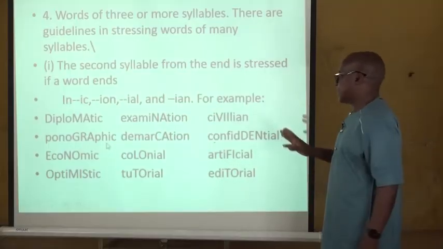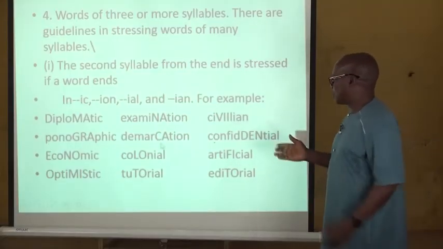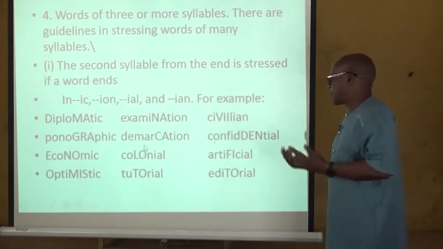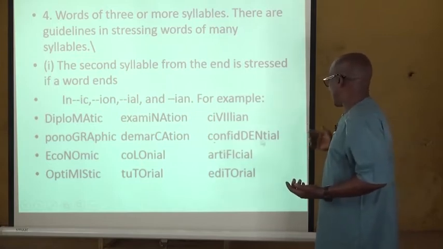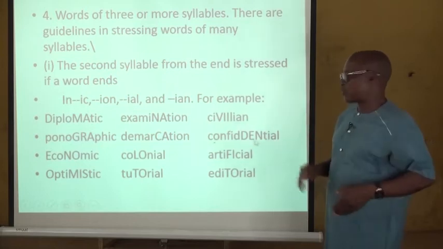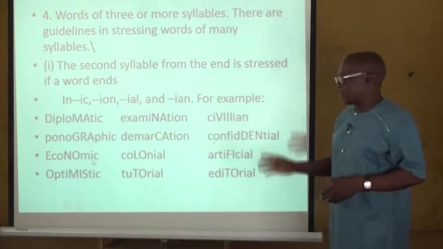Then the next one, phonographic. That is a word that ends with IC. So you can just count 1, 2, and that becomes your answer. Again, demarcation, same as examination. Your ION is confirmed. Okay. Confidential, confirming your IAL, counting 1, 2 from the back. Economics, economic, 1, 2, your IC. Colonial, 1, 2. Artificial, 1, 2.